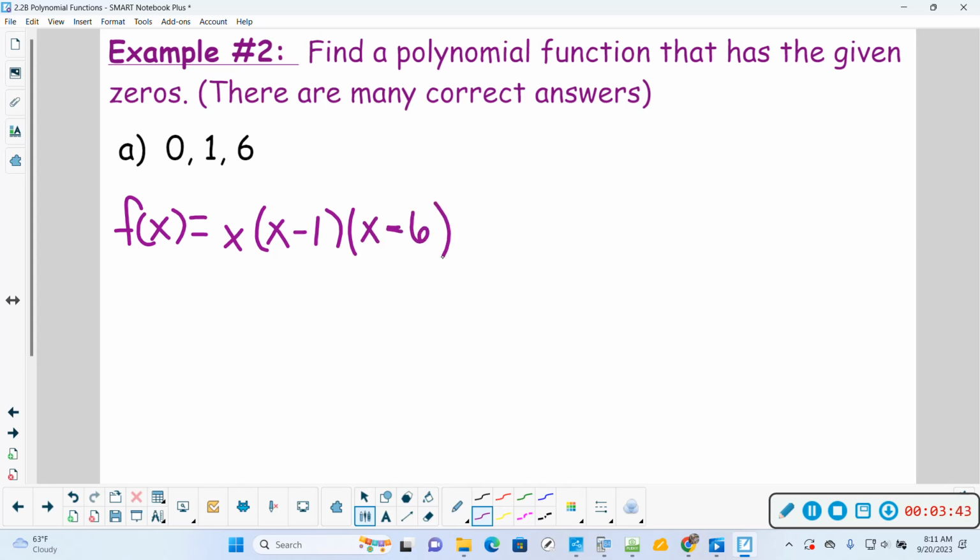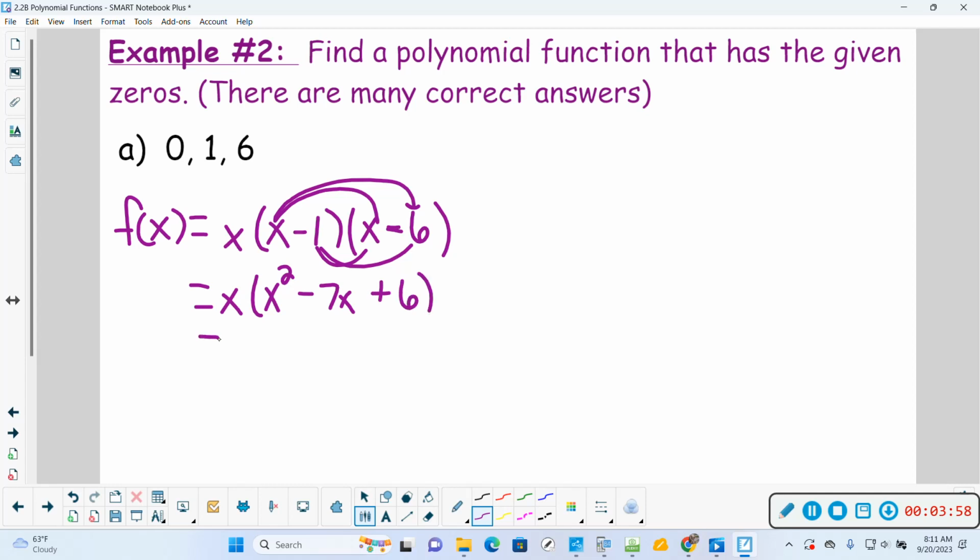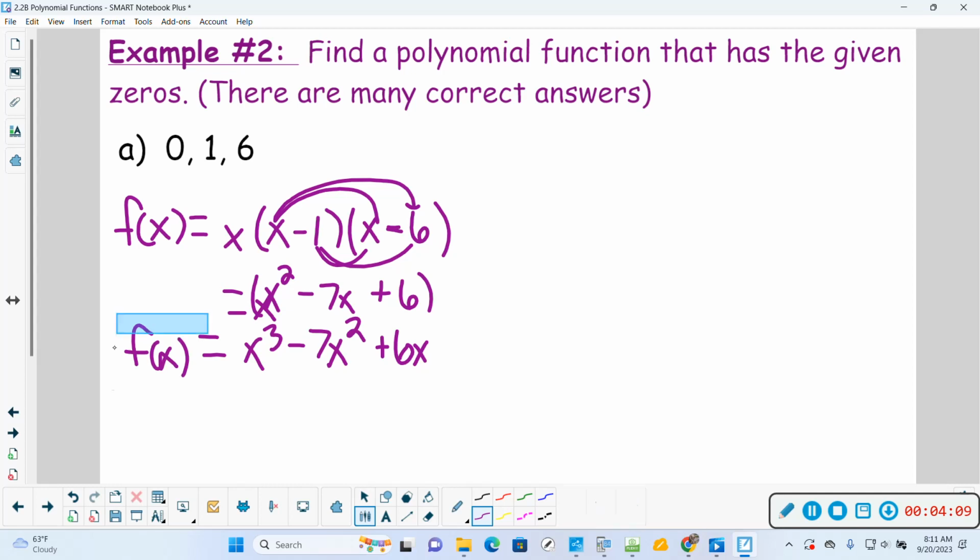Now, what order you multiply in is completely up to you. I'm going to leave the x out front, and I'm going to do these guys first, so x and x. I'm going to do our middle terms here together, minus 6, minus 1, and then plus 6. Last but not least, let's just distribute our x through everything. So x cubed minus 7x squared plus 6x. Board's being difficult, but there we go. All right, let's do just one more.